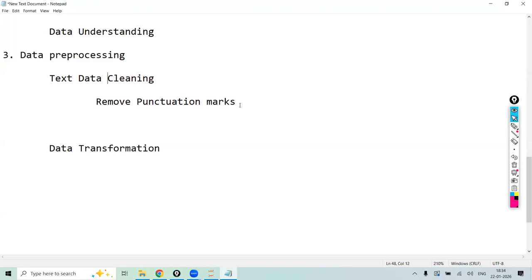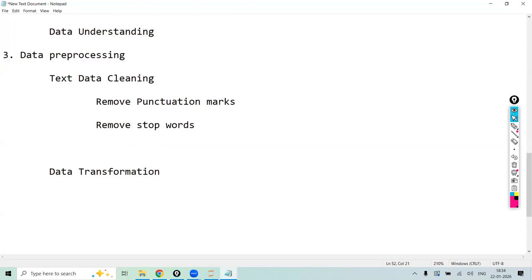First step is to remove the punctuation marks. Second, after the punctuation marks, we remove the stop words. Stop words means unimportant words. I will tell you one by one what stop words are and how to remove them. And third, we apply either stemming or lemmatization.